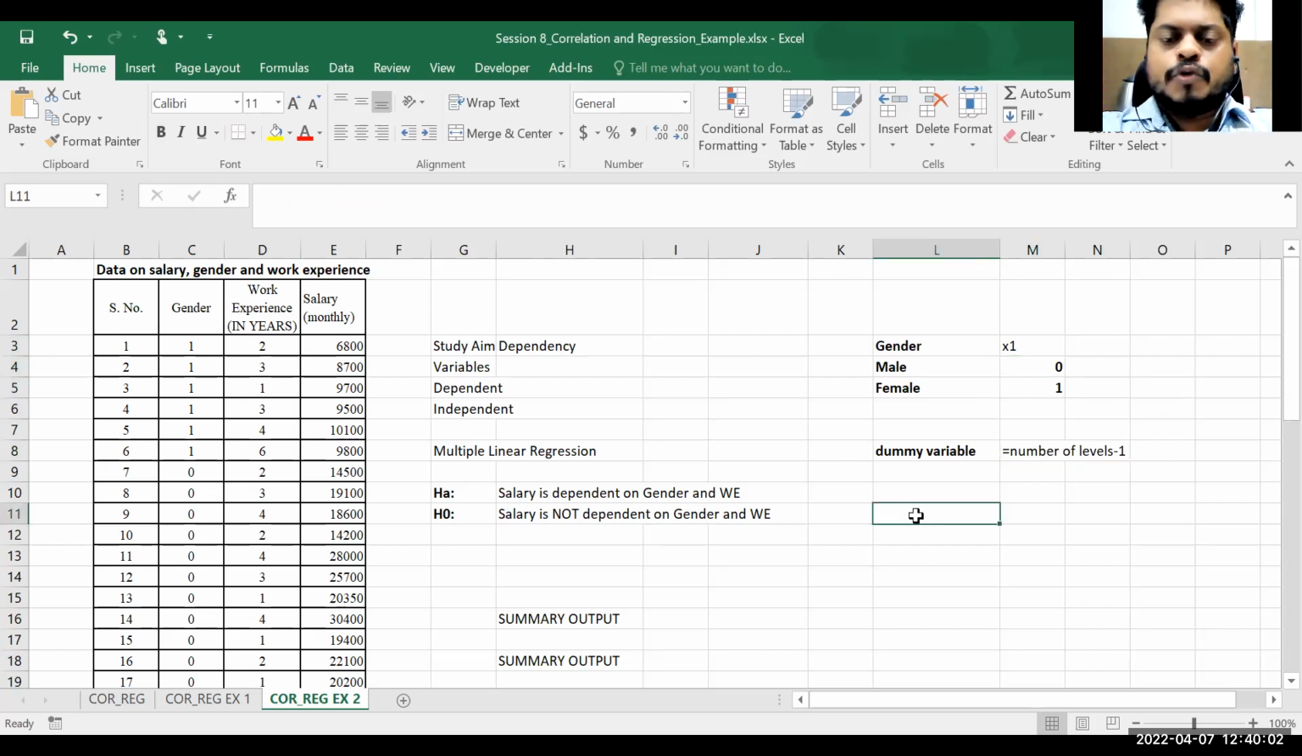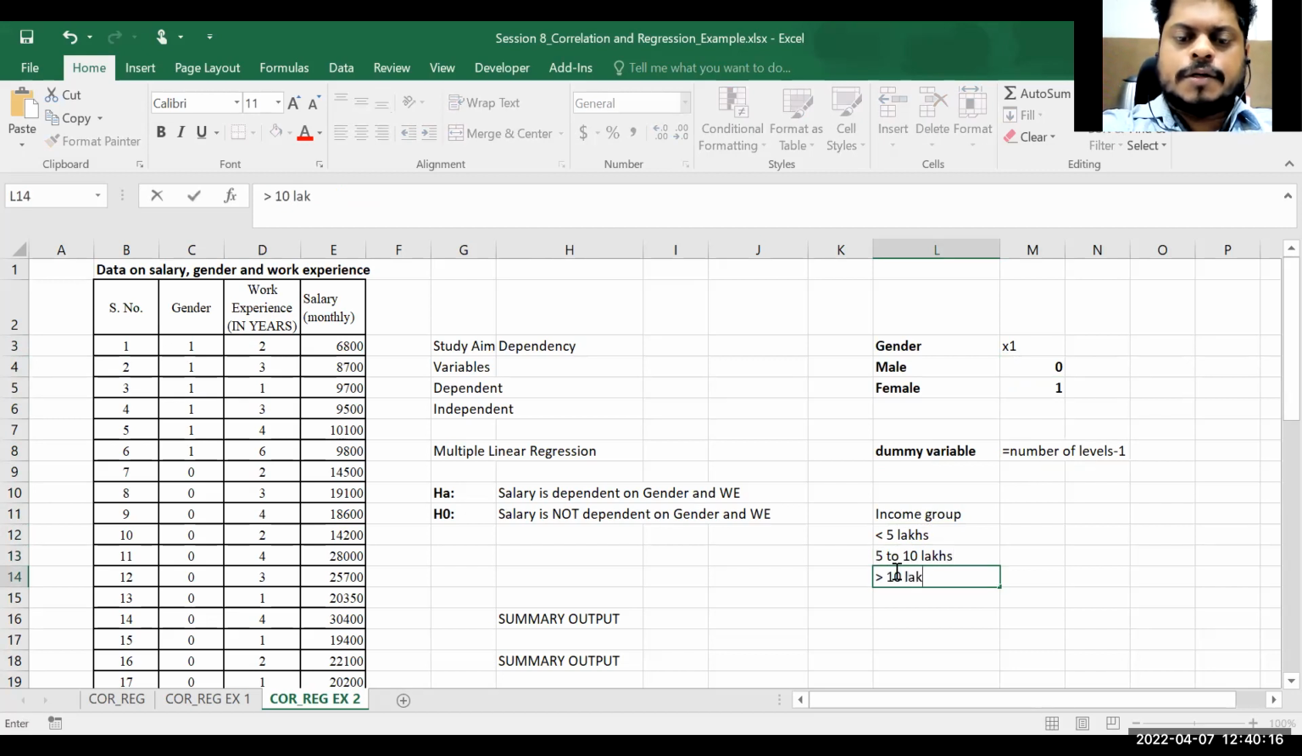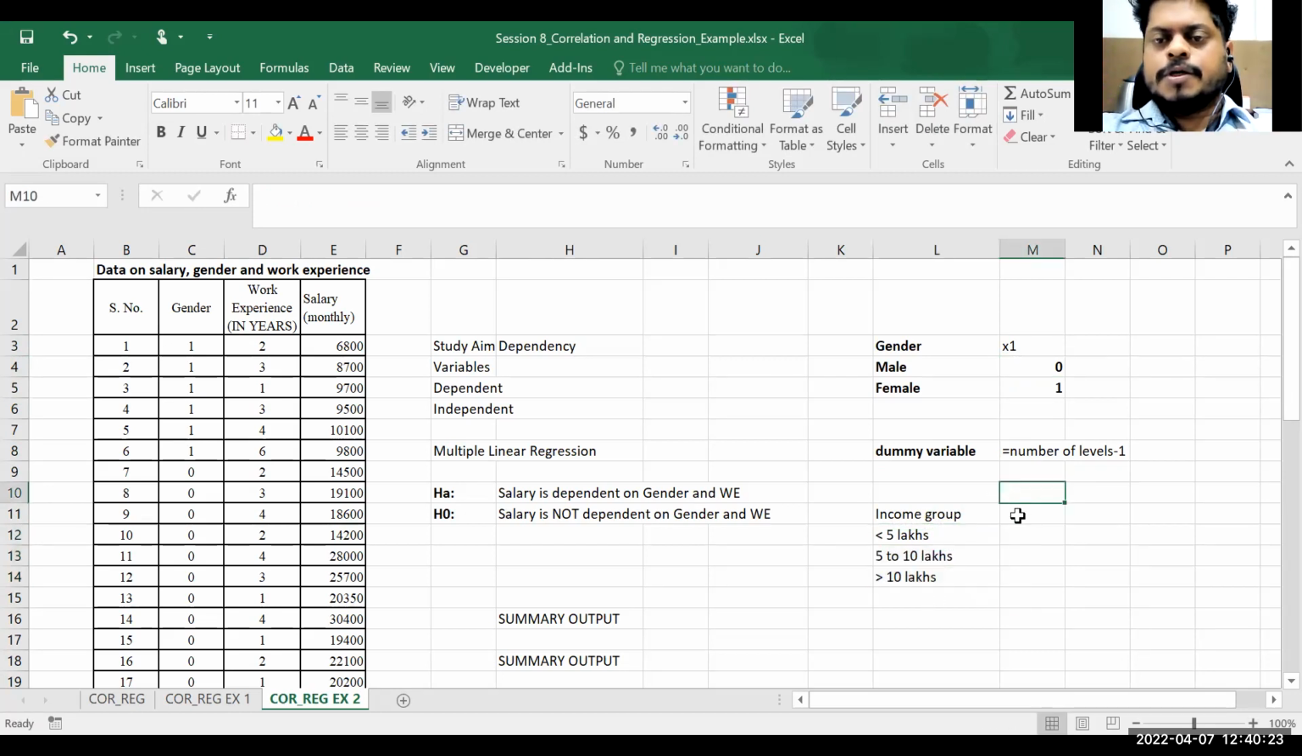Let's say I have income group, and I have 3 income groups: less than 5 lakhs, 5 to 10 lakhs, and greater than 10 lakhs, right? So now what happens? How many labels do I have? 3. How many variables do I have to create? 3 minus 1. So I'll create 2 variables, x1 and x2. Whichever one you want to keep as base, put that as 0, 0, right? Like here I want to keep male as base label, I put 0 there, right?